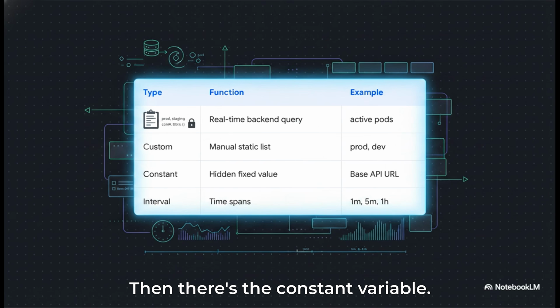You just manually define a comma-separated list of values that don't really change much, like your prod, staging, and dev environments. Then there's the constant variable. This one is pretty unique because it's completely hidden from the UI. It's perfect for storing fixed values, like a base API URL or a cluster-wide threshold, making sure everything stays absolutely consistent across all your panels.